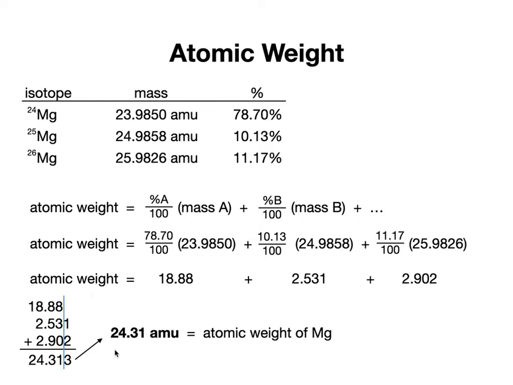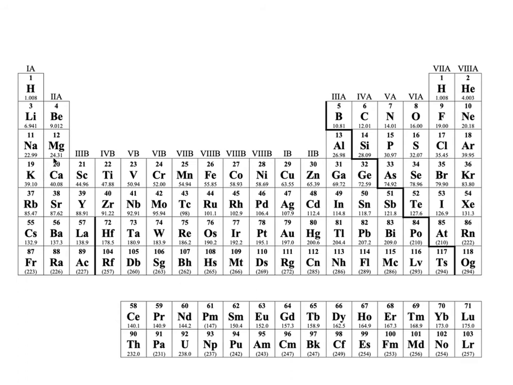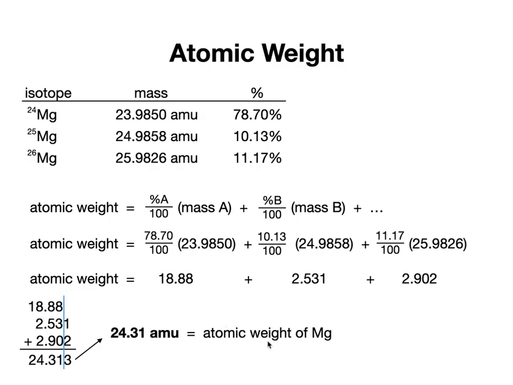So class, notice, this is not a whole number, right? If you look back on the periodic table, that's several slides back, let's do that. If we look back on the periodic table, okay, we see under magnesium, we see 24.31, that we say is the atomic weight of magnesium. There is not a single magnesium atom that has this mass. These are the masses of the magnesium atoms, okay? But this is the weighted average.